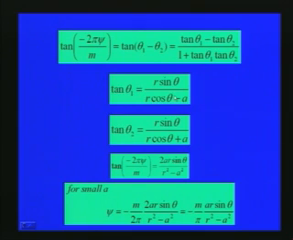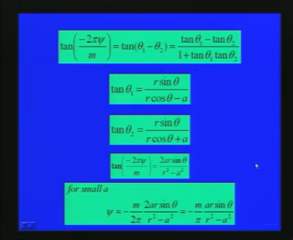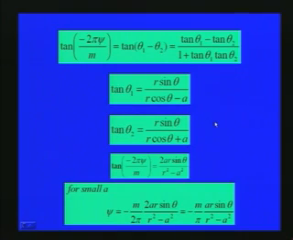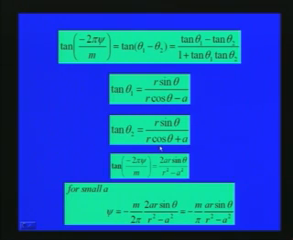Tan theta 1, with respect to the previous figure, we can write as r sin theta divided by (r cos theta minus a). Here r is defined in the figure. And tan theta 2 is defined as r sin theta divided by (r cos theta plus a). So with respect to this figure, all these parameters are defined.